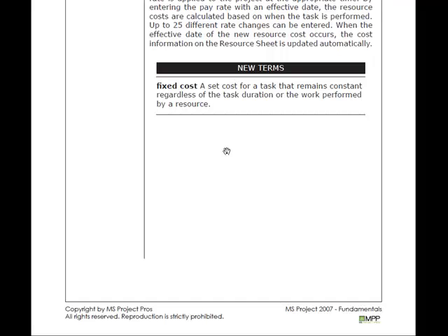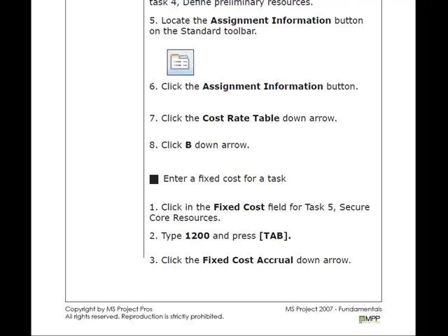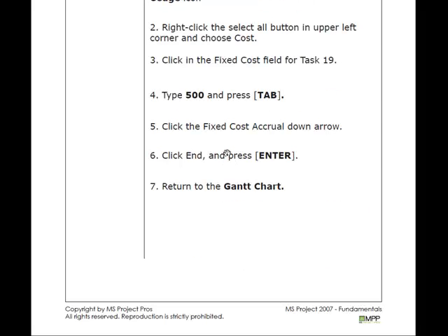And then we'll go in and apply some fixed costs, and we'll learn about fixed costs in the next section here. We'll not only apply the different rate, but then we'll also apply a fixed cost for a particular task. And we'll do that within the Gantt chart.